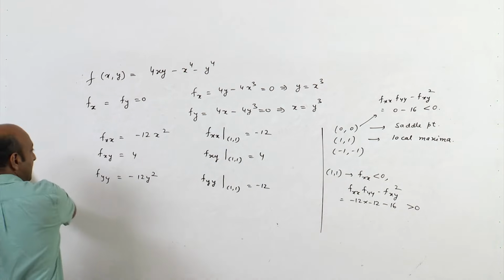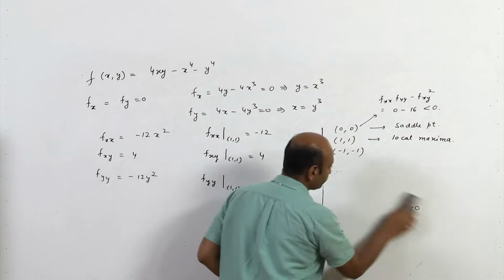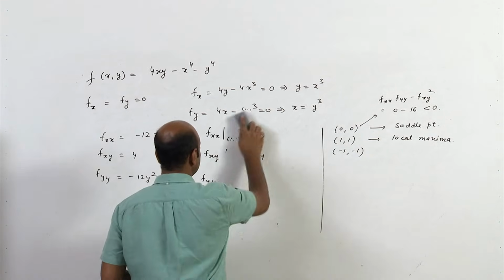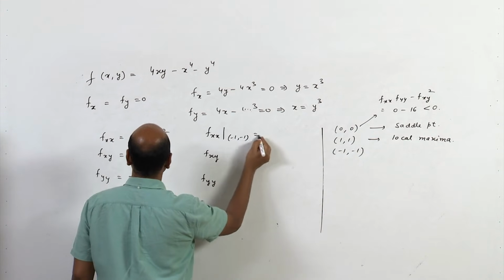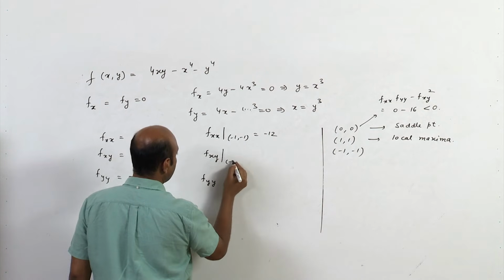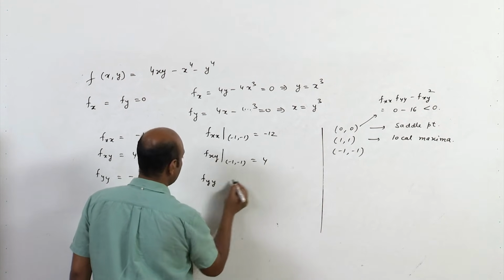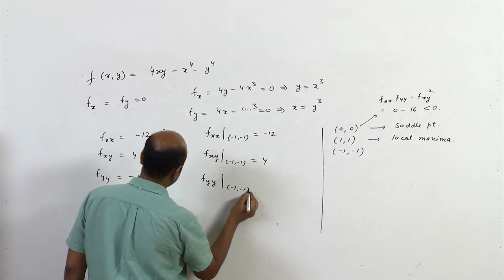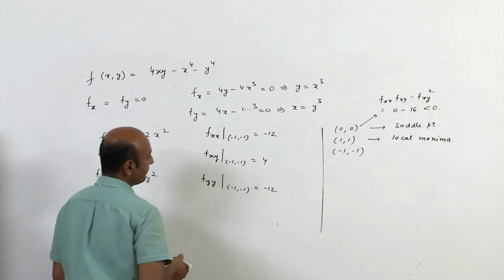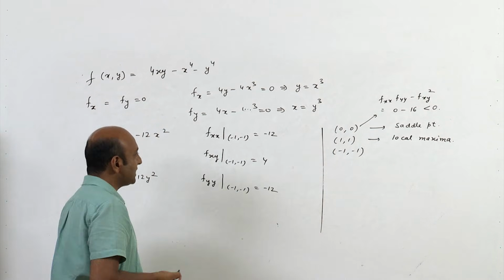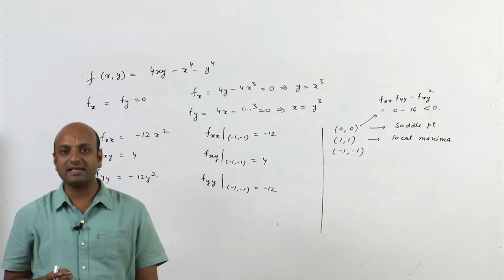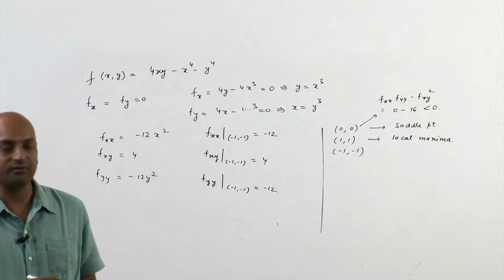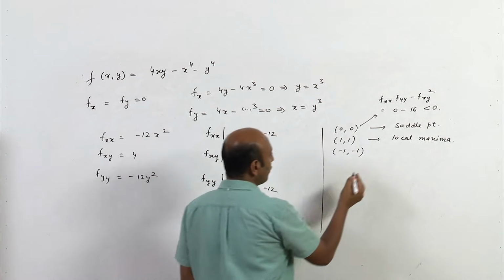Now again check for (-1, -1). What is fxx at (-1, -1)? It remains -12. For (-1, -1), fxy is again 4, and fyy is -12. So the analysis remains the same: fxx is negative, and fxx into fyy minus fxy squared is positive. So this point is again a point of local maxima.